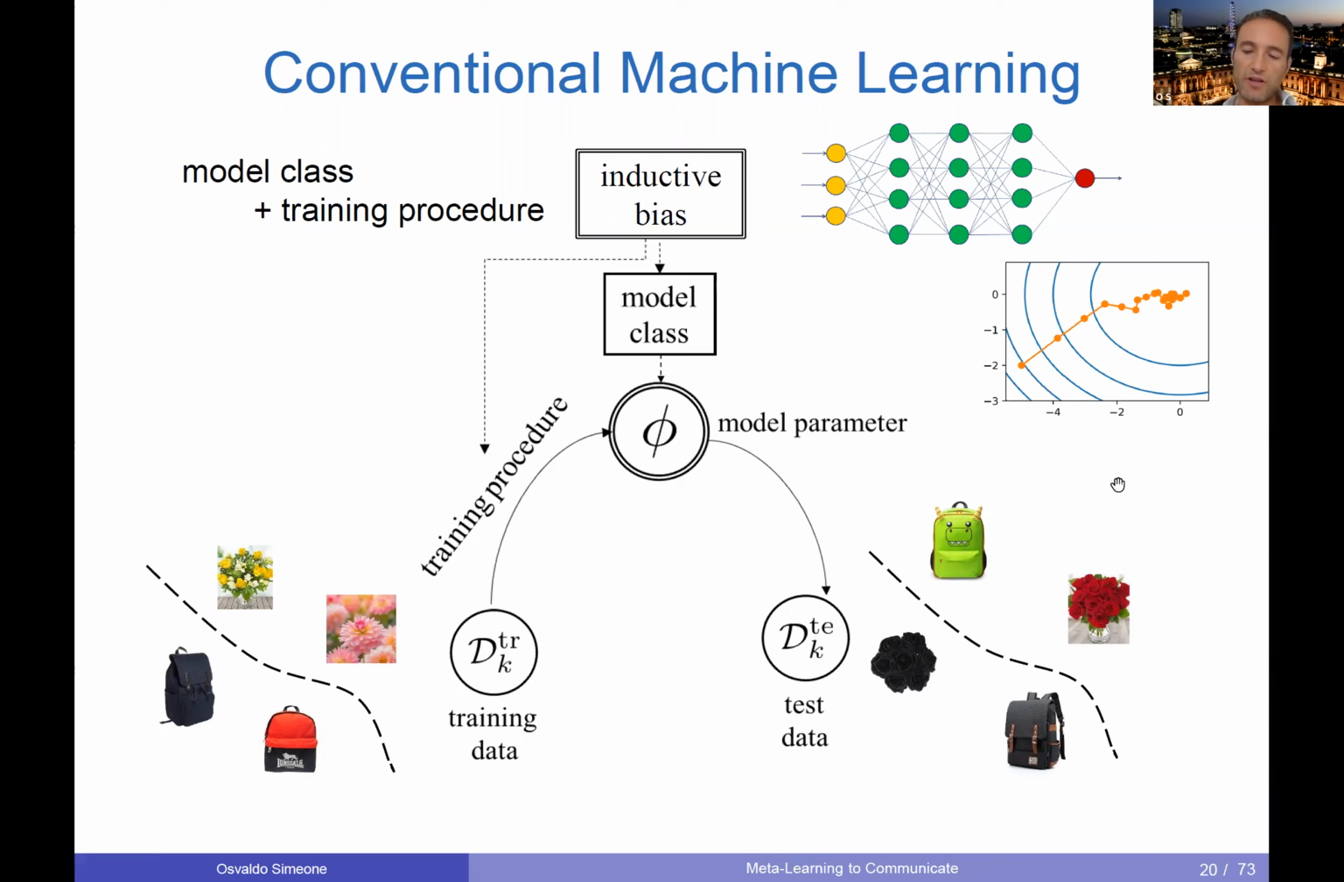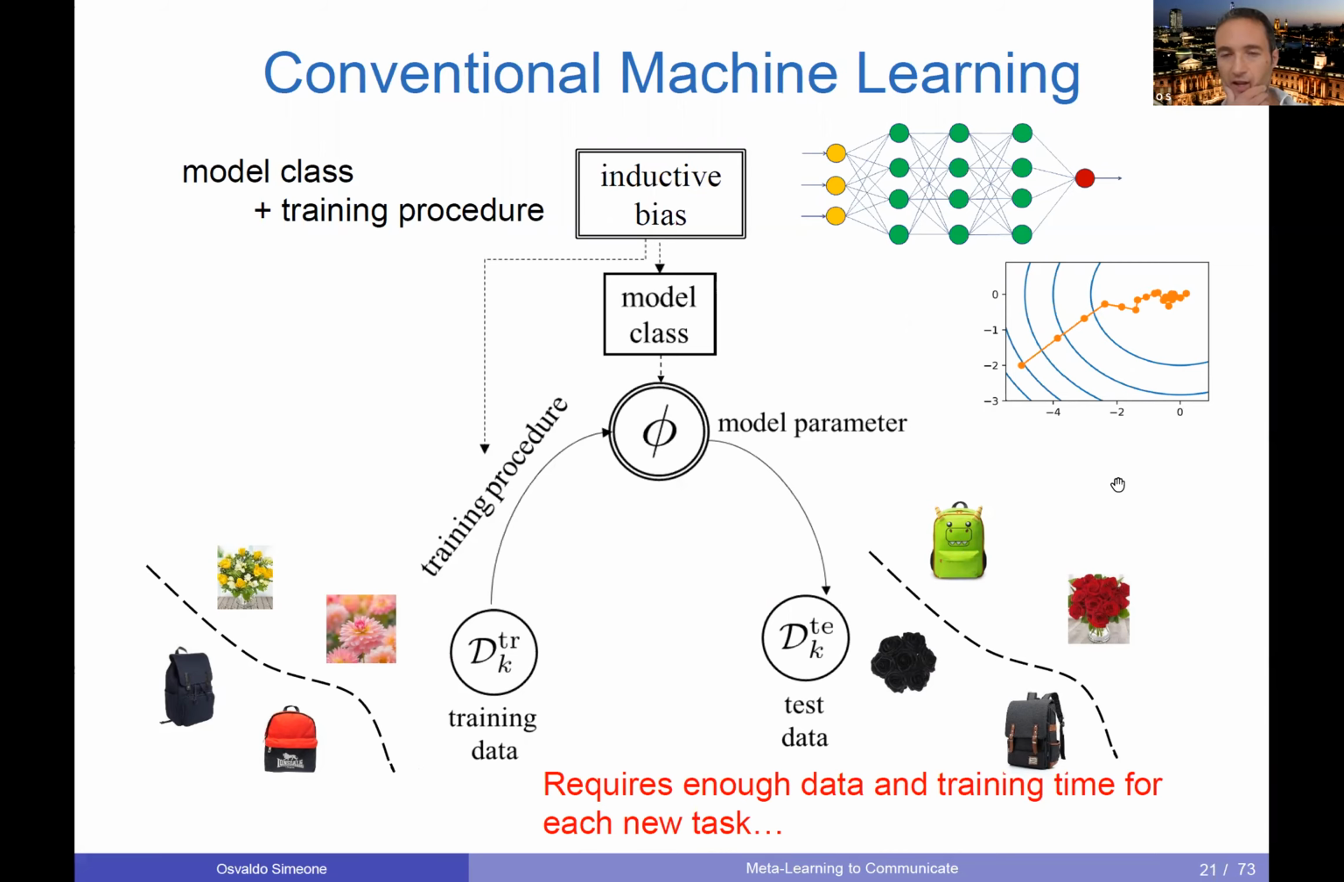So again, the issue in using this approach to communications, as seen in the two examples that I talked about earlier, is that this training procedure needs to be applied from scratch any time the configuration of the system changes. And so one needs enough data for the new configuration and also enough training time for the new configuration to identify a well-performing model parameter. And so these are the two issues that we discussed before.